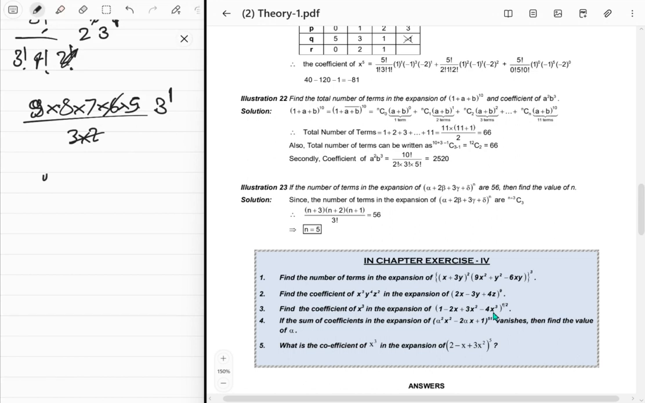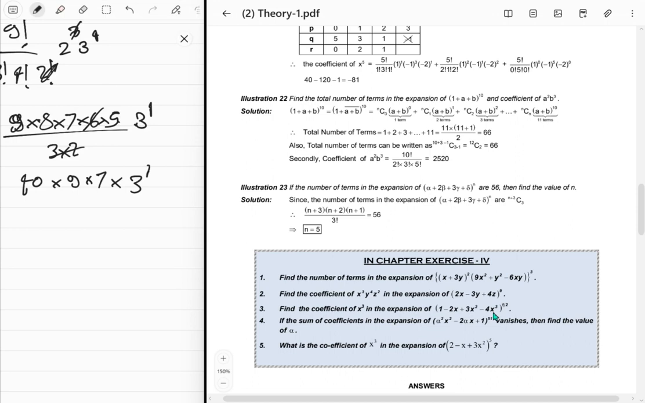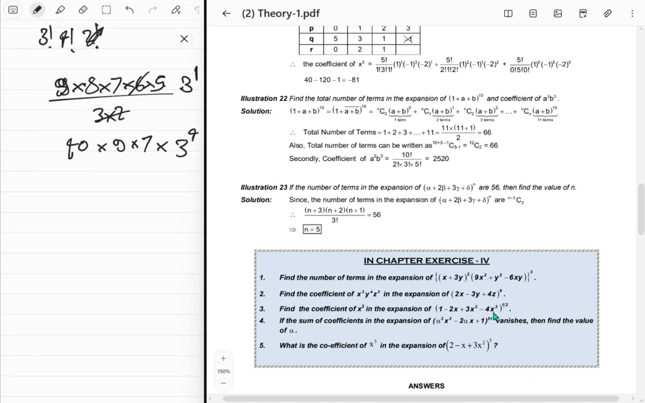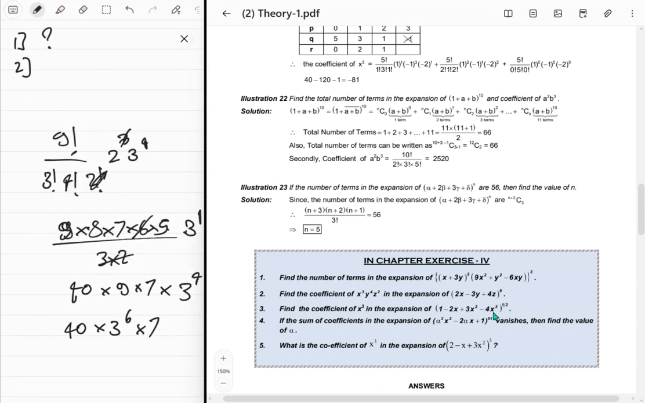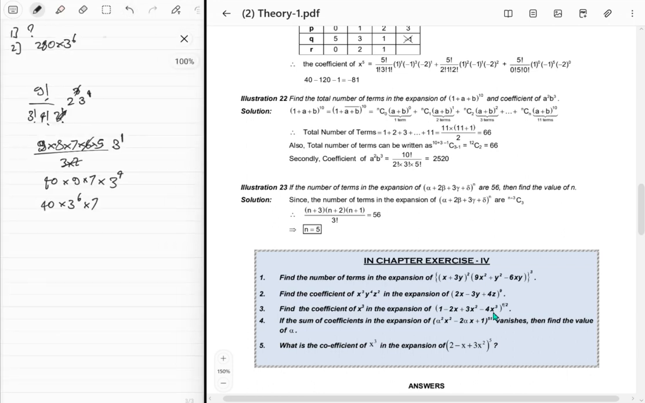This is just 40 into 9 into 7 into 3 power 4. That will be the thing. So this is just 40 into 3 power 6 into 7. That should be the thing. Yes. So that's the coefficient, 7, it's like 280 into 3 power 6. Yes. Let's go to the next question.